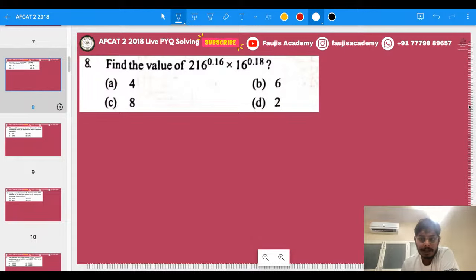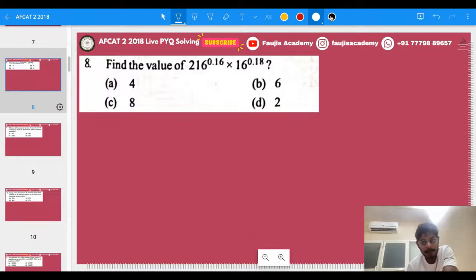What do you guys think? Question number 8. What is the value of 216 raised to the power 0.16 and 16 raised to the power 0.81?